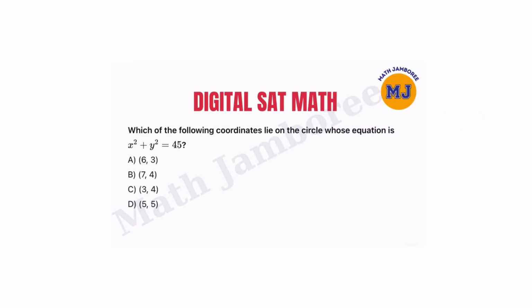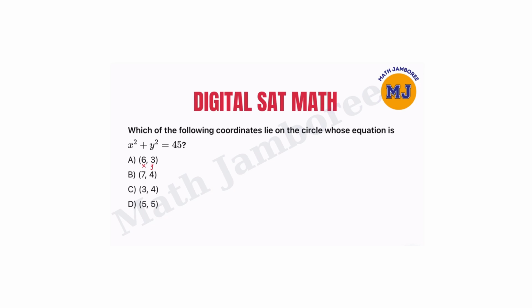Today we have another digital SAT math type of question from the topic of parts of a circle. Let's dive into it. Which of the following coordinates lie on the circle whose equation is x squared plus y squared is 45? To solve this equation, we will need to substitute the given x and y values. The first one is the x value, the second one is the y value in the coordinate pairs, the ordered pairs. So we will just go ahead and substitute these values.